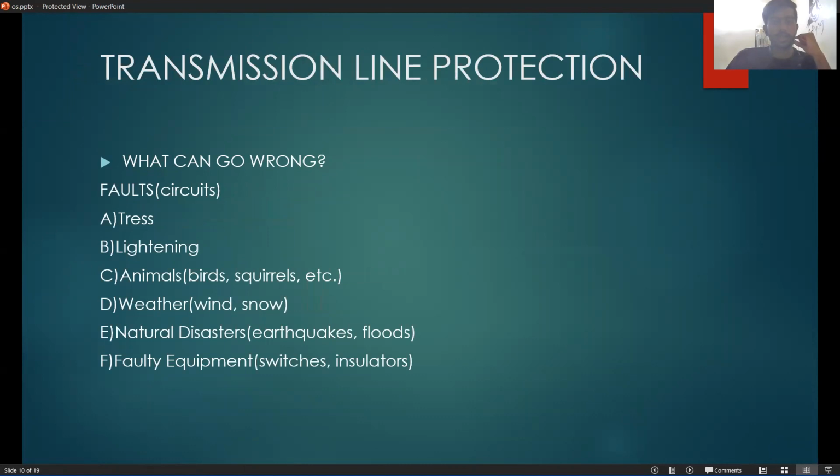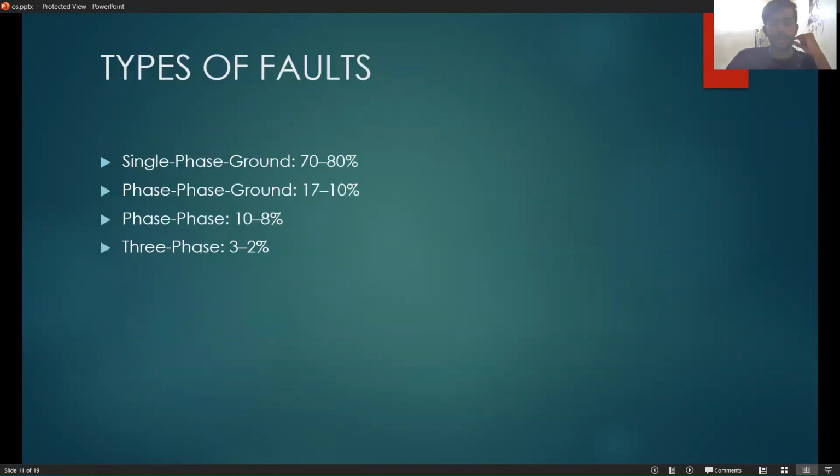Transmission line protection. So in this, what can go wrong? Faults that are caused by trees, lightning, animals like birds and squirrels, weather like wind and snow, natural disasters like earthquakes, floods, tsunami, and faulty equipment like switches and insulators. So, types of faults: single phase ground, that is 70 to 80%, two phase ground, that is 17 to 10%, phase to phase fault, that is 10 to 8%, and three phase fault, that is 3 to 2%.